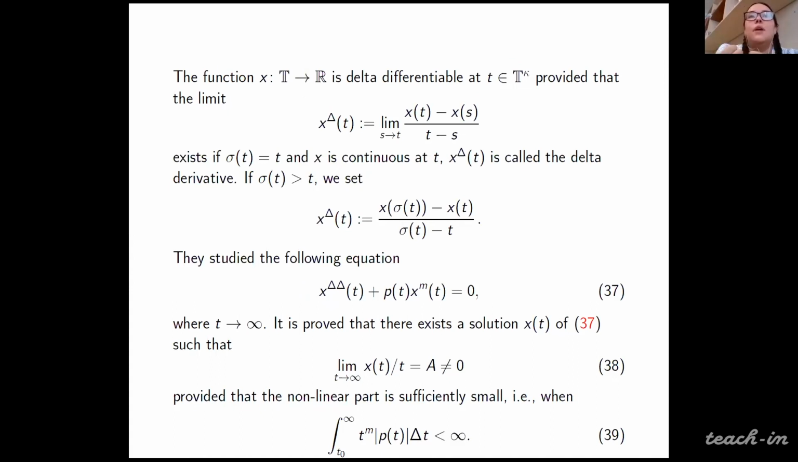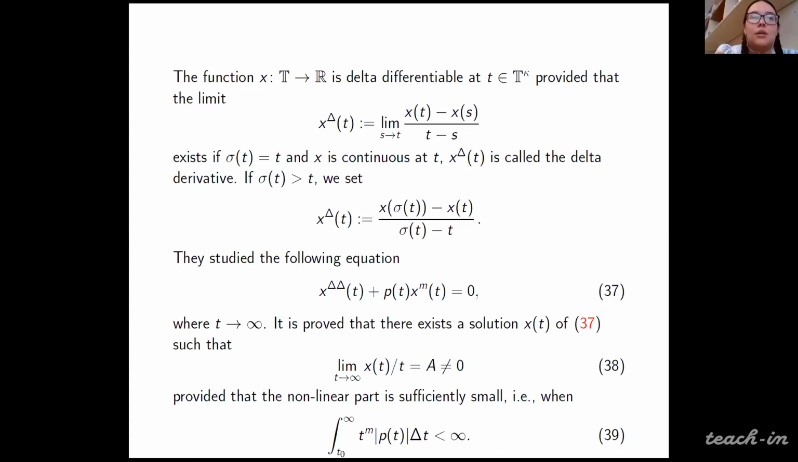In two cases we define it. If the function is continuous, it is given by the classical difference, and if the forward jump operator is greater than t, that means we have something like the discrete case. The definition of the delta differentiable function is provided by this form. So, as you see, the theory of our discrete equations can be a part of the theory of time scale calculus.